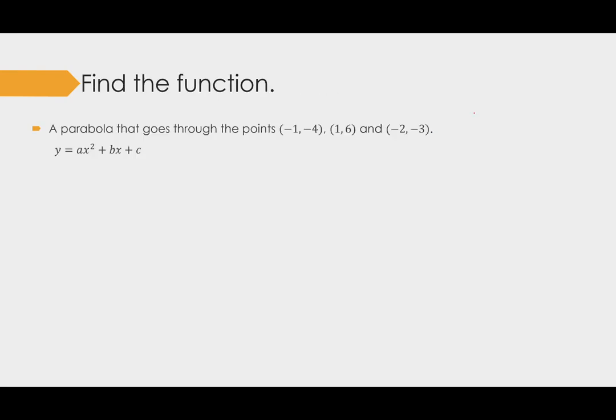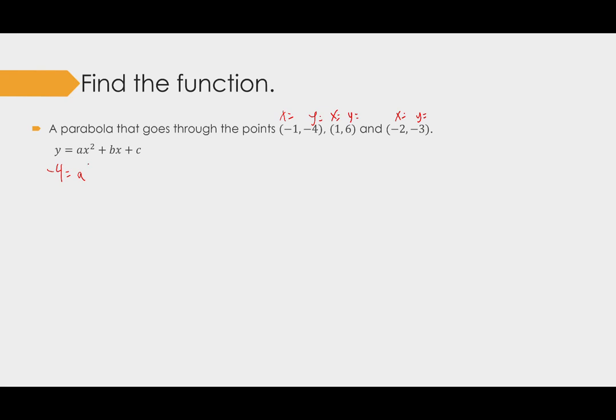So we're going to try to find the function equation for a parabola that goes through the points -1, -4, 1, 6, and -2, -3. And here are our x values that we're going to plug in, and we're going to plug in the associated y value with it. So let's look first at -1, -4. So the y value is -4, and a we don't know, right? We're trying to find that.